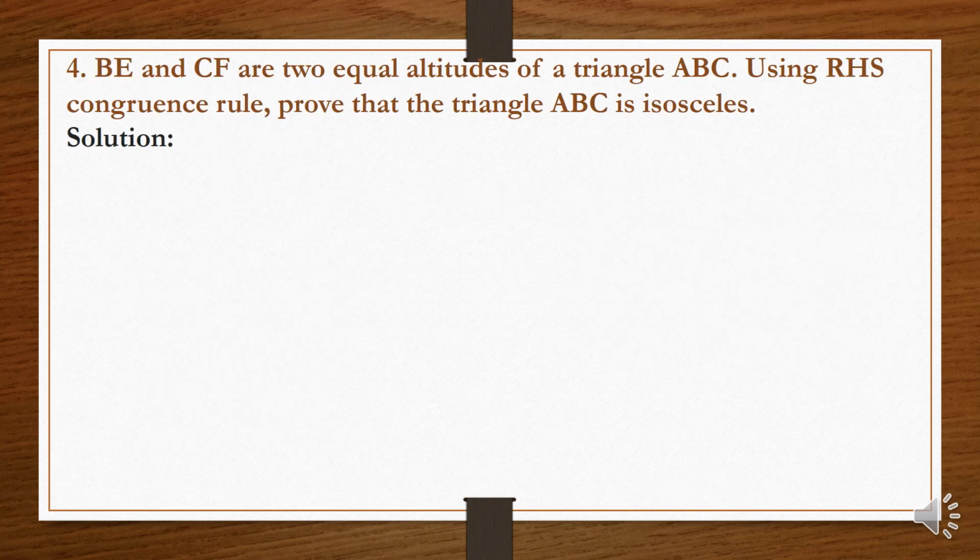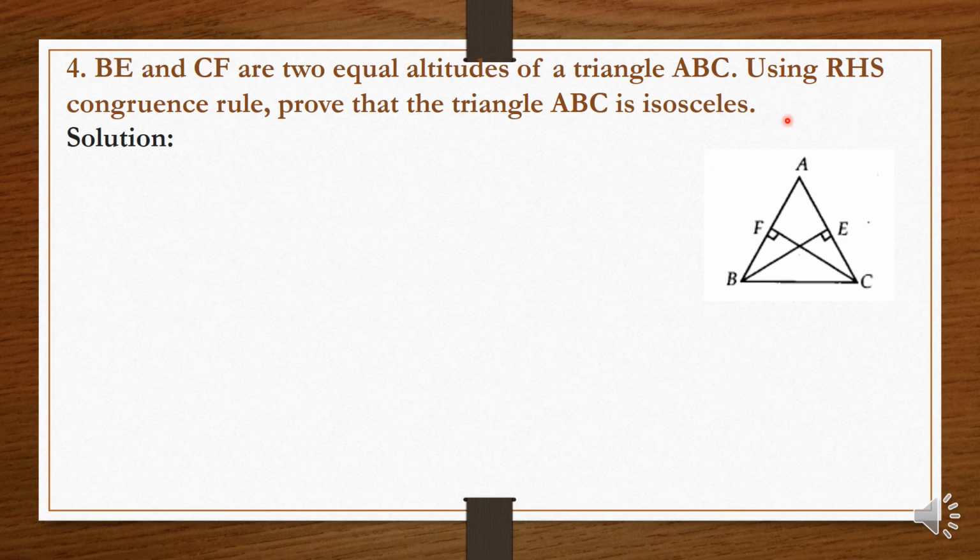Question number 4. BE and CF are two equal altitudes of a triangle ABC. Using RHS congruence rule, prove that the triangle ABC is isosceles. Let's see the diagram. ABC is a triangle here, and CF and BE are altitudes, that is, they are perpendiculars to the sides AC and AB. Not only that, BE and CF are also equal in length.